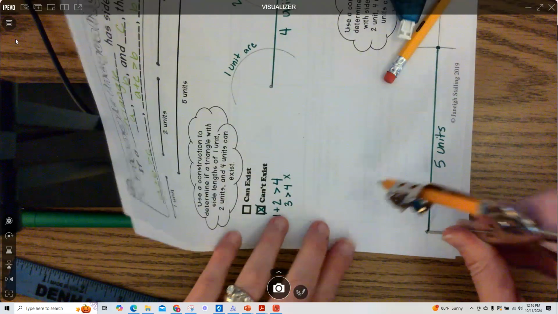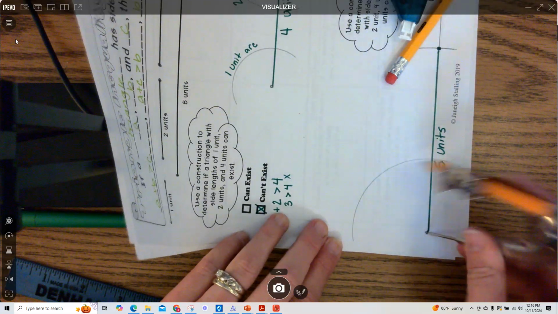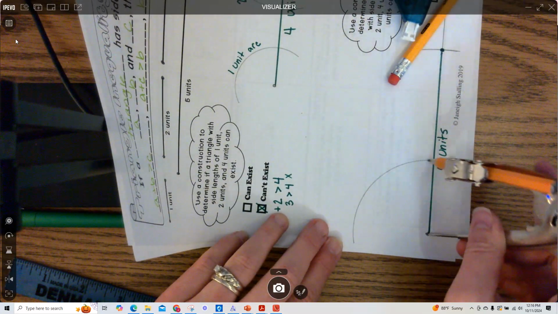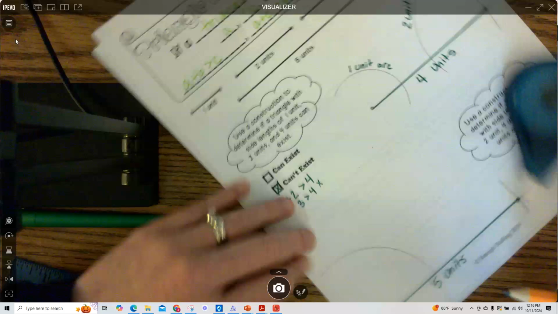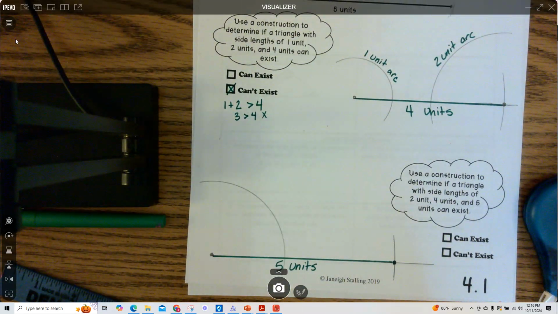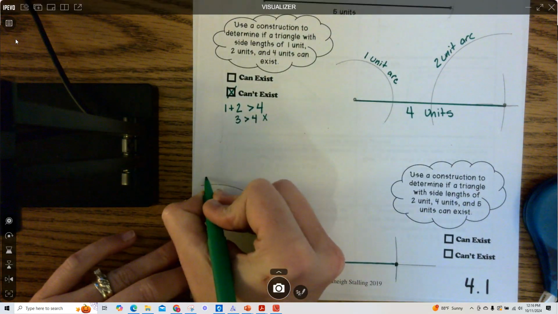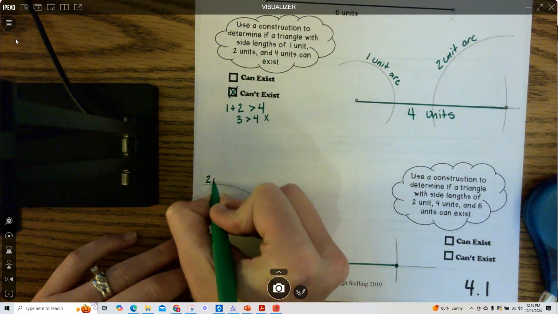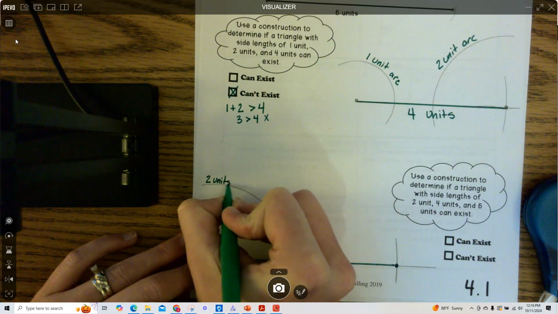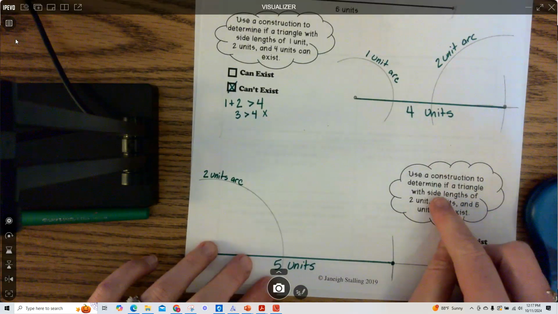So again, I'm going to make a big arc here. So let me turn where you can see what I'm doing. I'm going to make a big arc here, because anywhere along that line gets me 2 units. So that is my 2 units arc, just so I remember which one it is. Okay? So the last side's got to be 4.